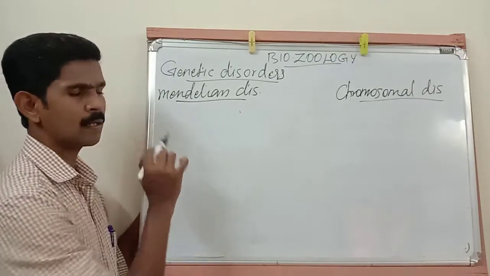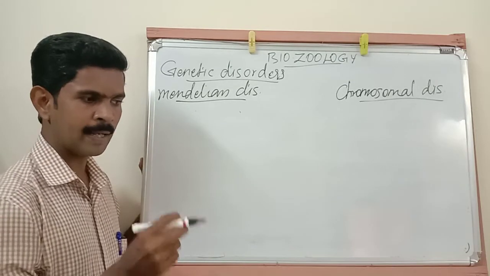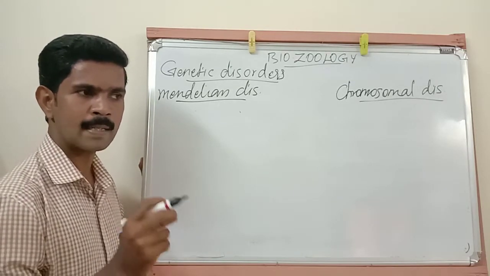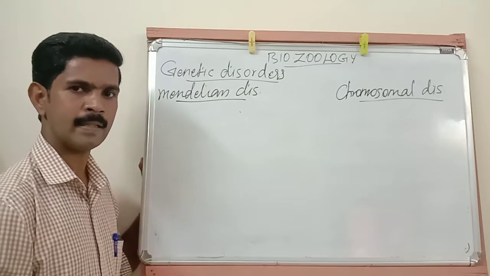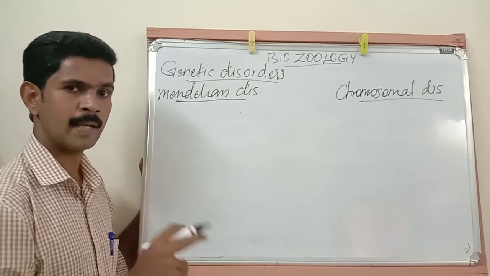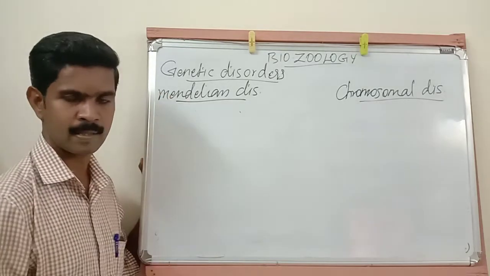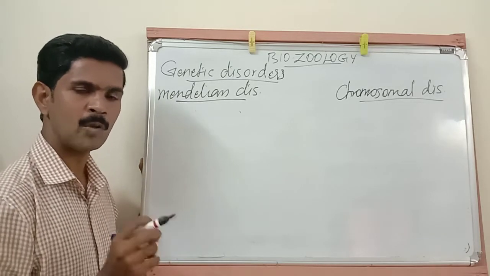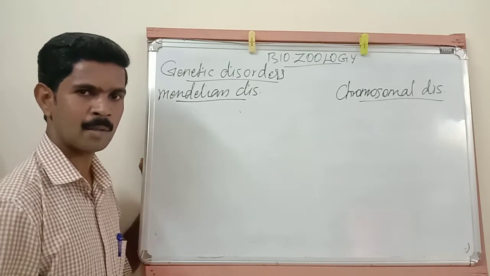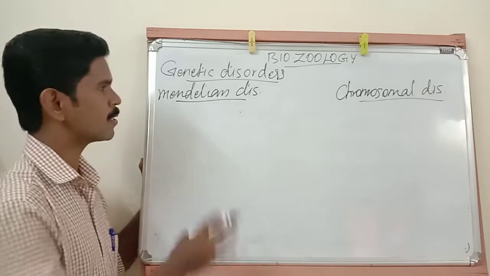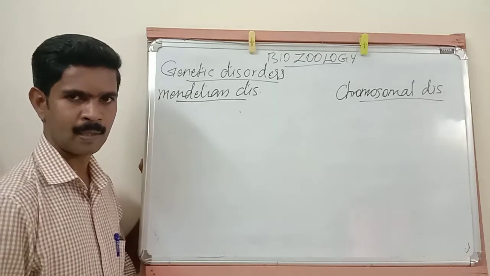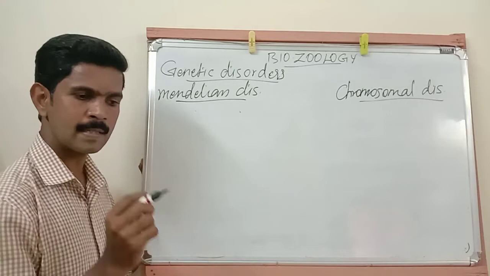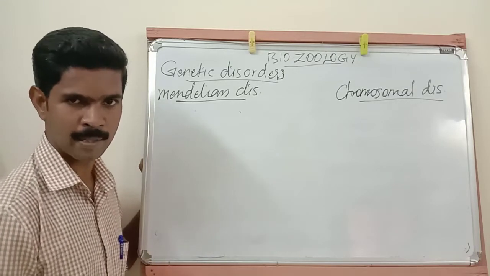Mendelian disorder means if abnormalities or mutation happen in a single gene, it leads to some disorder. Those disorders are called Mendelian disorders. So the main reason for Mendelian disorder is mutation, or sudden change, or abnormalities in a single gene. If any mutation occurs in a single gene, sometimes it leads to some disorder.